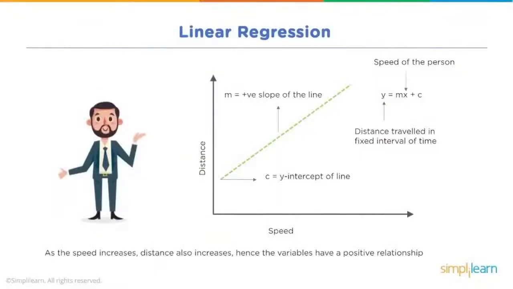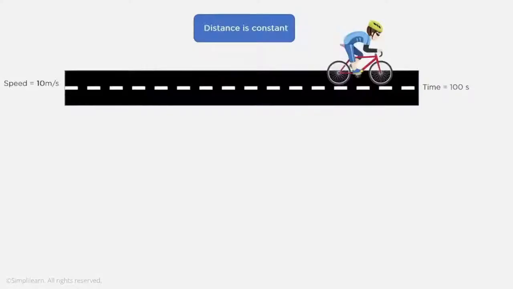One of the key definitions on here is positive relationship. So the slope of the line is positive. As speed increases, so does distance increase. Let's take a look at our second example where we put distance as a constant. So we have speed equals 10 meters per second. They have a certain distance to go, and it takes them 100 seconds to travel that distance.